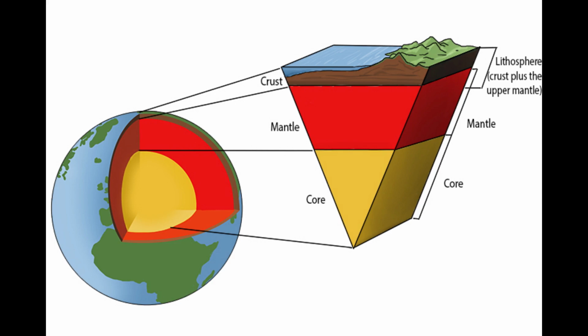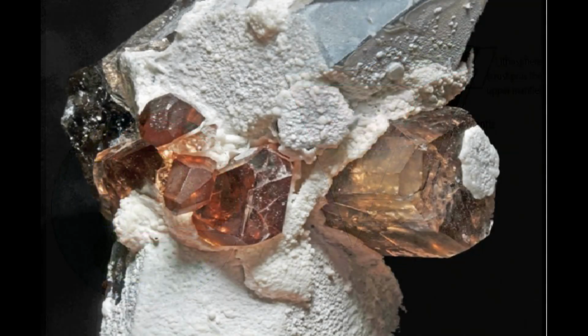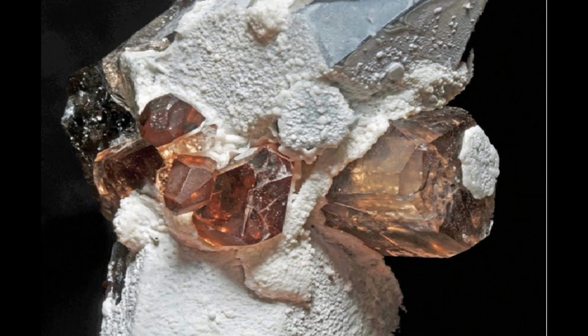In fact, different minerals in the same solution will crystallize at different temperatures. For example, corundum might crystallize first. As the solution continues to cool, topaz might form next, then quartz. You can see this in the picture.